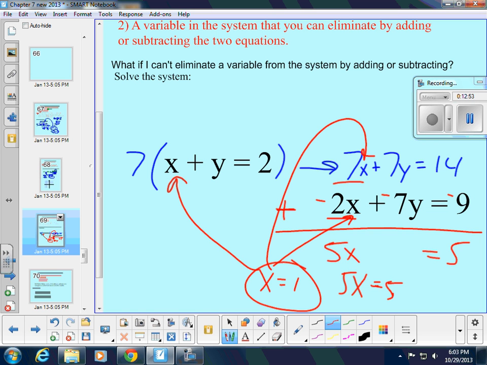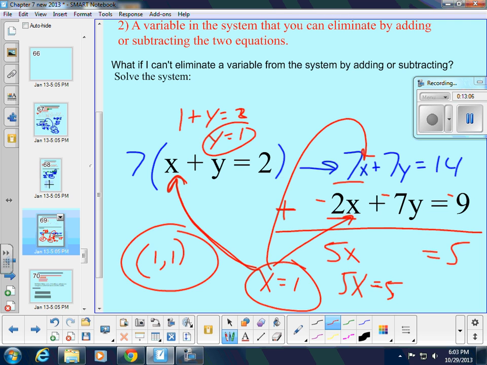I'm going to do the first one that I wrote over here because this one looks like the easiest. So if I plug 1 back there, I get 1 plus y equals 2. Subtract 1 from both sides, and I'm getting y equals 1. So the solution for this one should be just (1, 1).